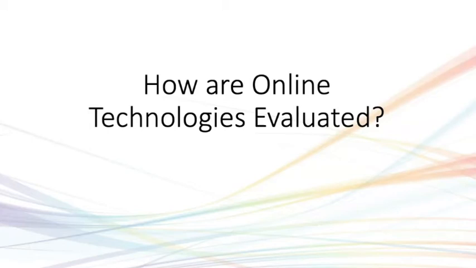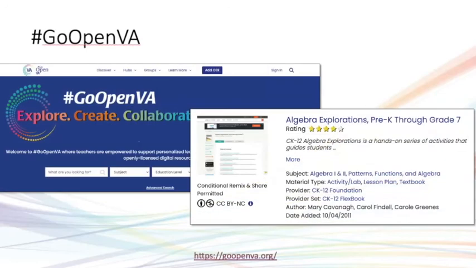Another question, how are online technologies evaluated? Let's take a look at that. One place that you can go are online repositories. In this example, the repository is called Go Open Virginia. It's filled with open educational resources contributed by educators for educators to use, and you can use them freely. On the screen here, you'll see information that you can select to narrow your search by subject, education level, and so forth. You can even type in what you're looking for if you know what you're looking for.